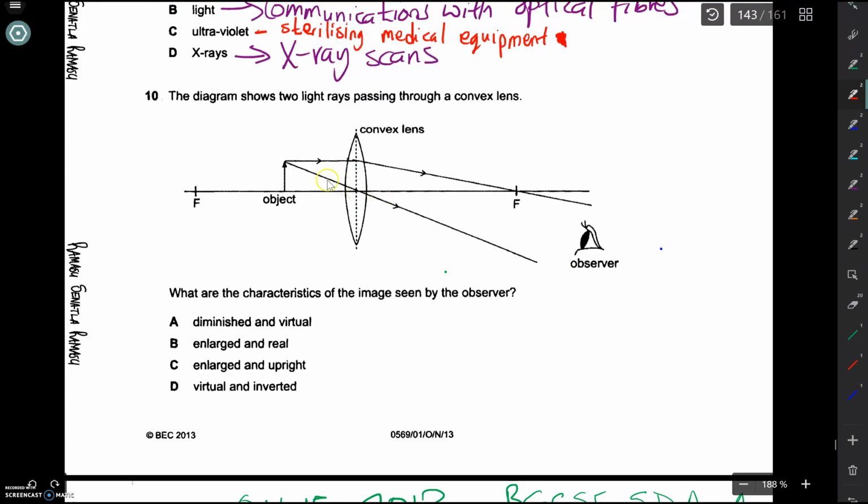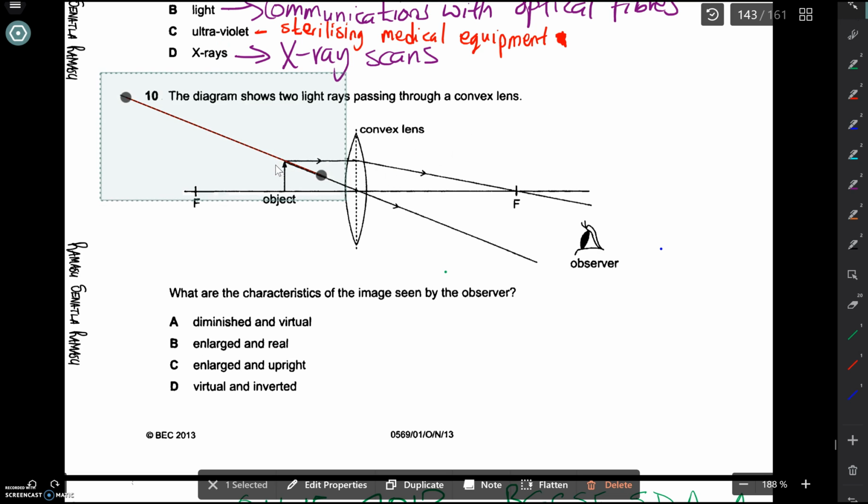Question 10 says the diagram shows two light rays passing through a convex lens. What are the features of the image seen by the observer? Now, for the observer to see an image, these two rays have to converge. These two rays have to meet somewhere. But from the diagram, it shows that these two rays will never meet or converge. So then what you do is that you extend these rays to the back. You extend them like this, right?